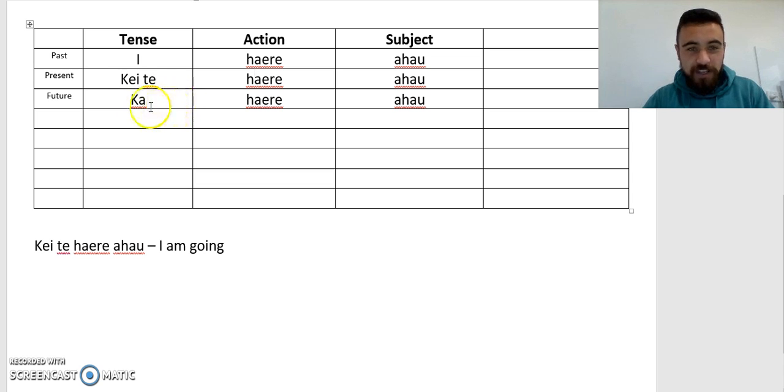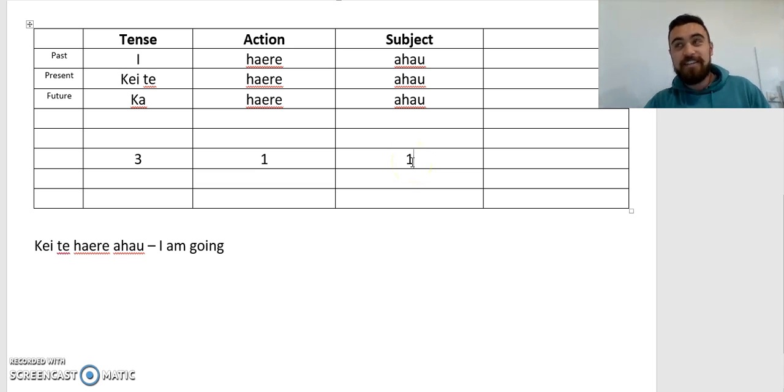So what we've got here in the tense column, this is where the math sort of comes in. In the tense column, we've got 3 words. So we've learnt 3 different words. In this column here, the actions, we've got one word, because we've got haere there the whole time. And the subject, we've got one word, aho. So 3, 1, and 1.